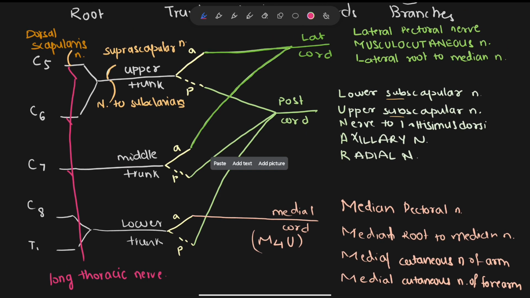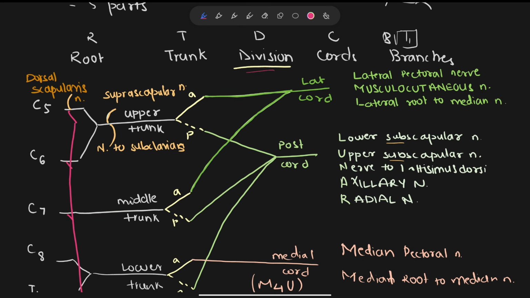Understood? Now this is our brachial plexus. Here are some points to notice: we have branches from the lateral cord, posterior cord, medial cord, from the upper trunk, from the dorsal scapular and long thoracic from the C5, C6, C7 roots, but we don't have any other branches from the divisions. See, we don't have any branches from divisions. Okay.